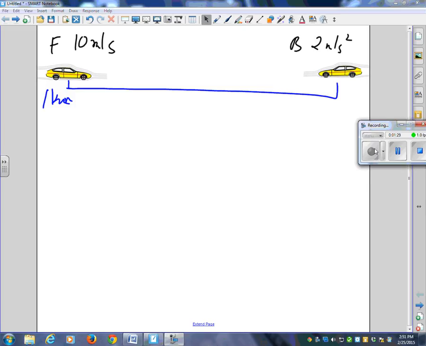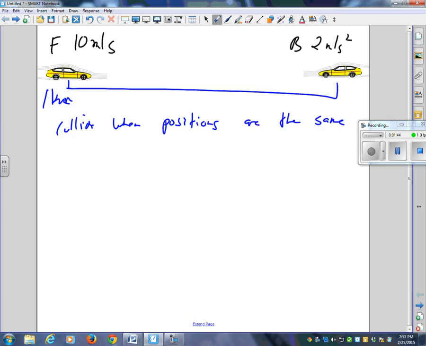All right, this is the acceleration of Barney over here, right? So they collide when their positions are the same, right? So the position of Fred at the start is 0, and the position of Barney at the start is plus 1,000 in meters, right?